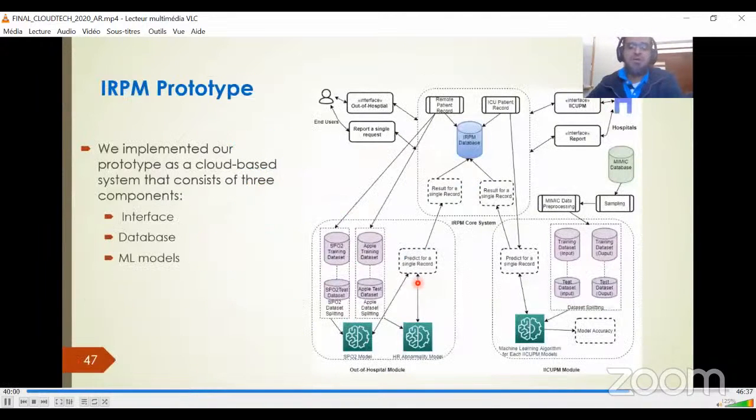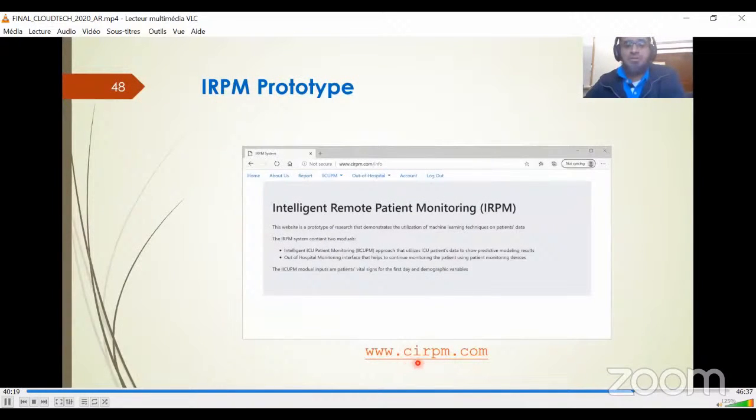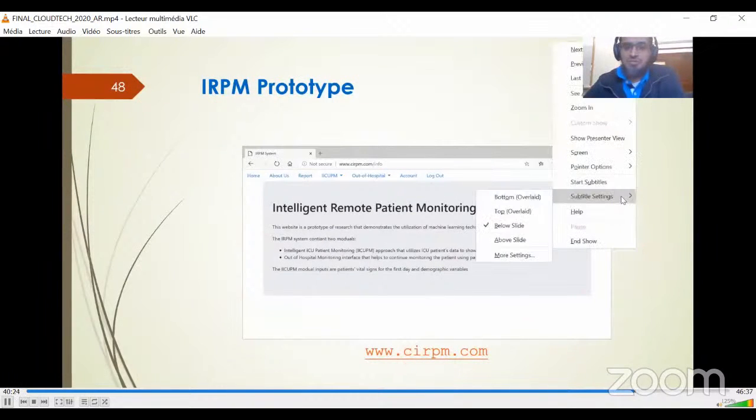Now we go to the prototype. In our prototype, we have interfaces to allow hospital and out of hospital patients to access the system. We have the database; we built our own database. And we have machine learning; we trained the models and made them ready to receive requests from the system. This is our website. We named it Cloud Internet Remote Patient Monitoring.